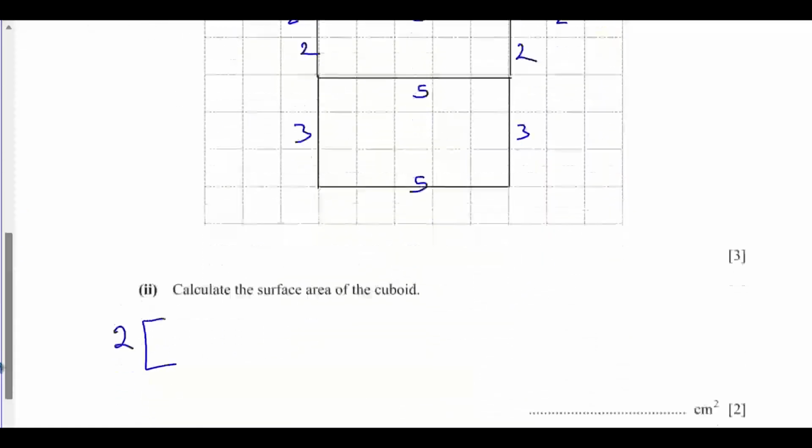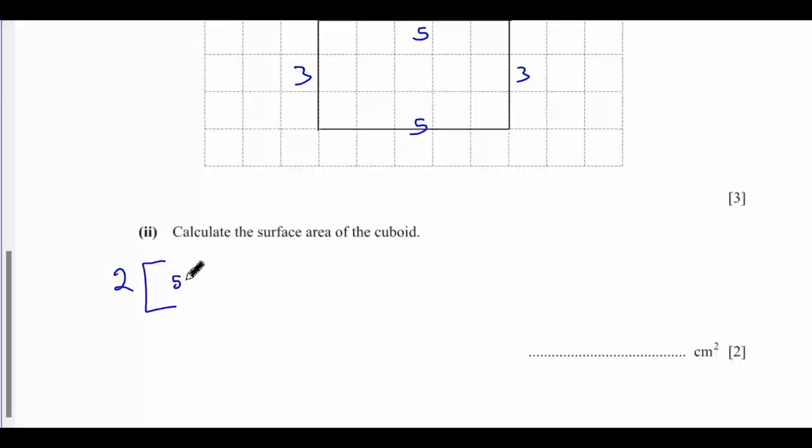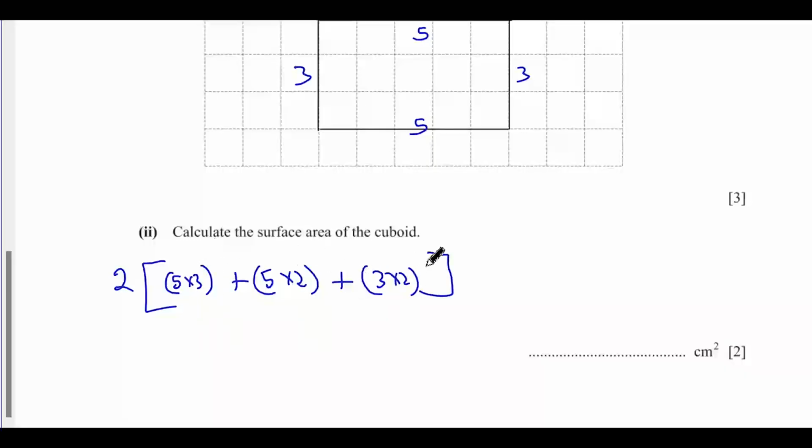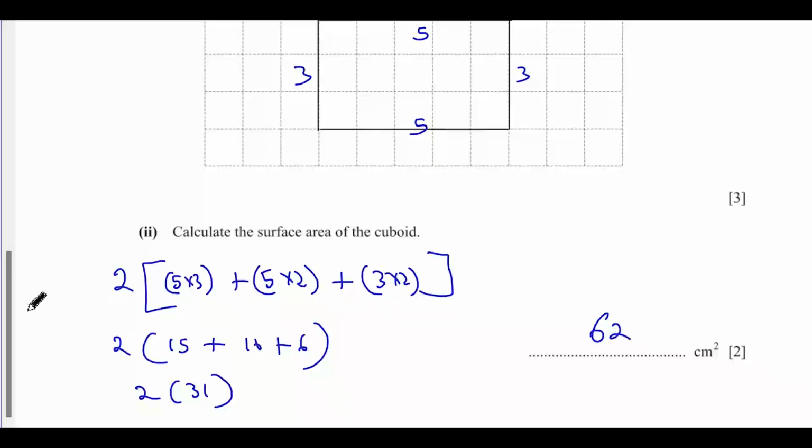So I'll just put everything in brackets here. Then I'll do 5 times 3 for one face, then plus 5 times 2 for another face, then plus 3 times 2 for another face, and I have 3 faces here. So when we multiply by 2, we have 6 faces. So if you do this, you get 2 into brackets 15 add 10, then add 6. If you add everything together, you get 31. 2 into 31, and the final answer is 62 centimeter squared.